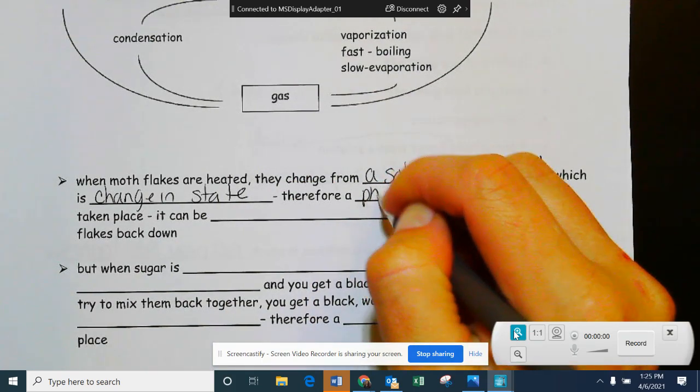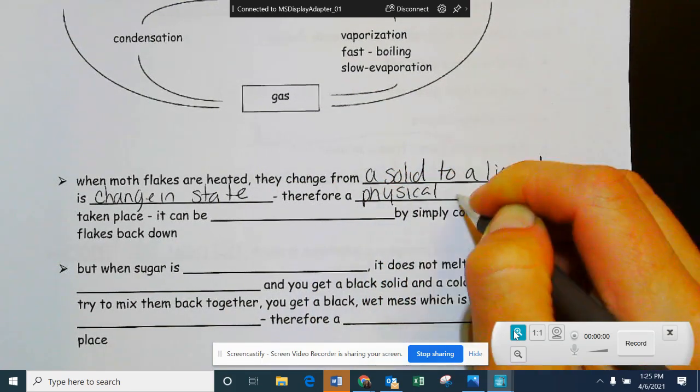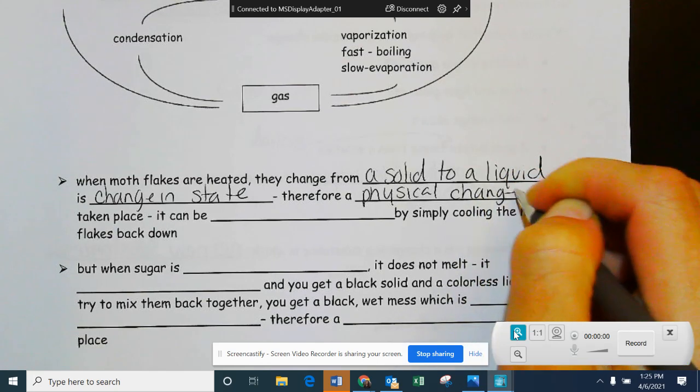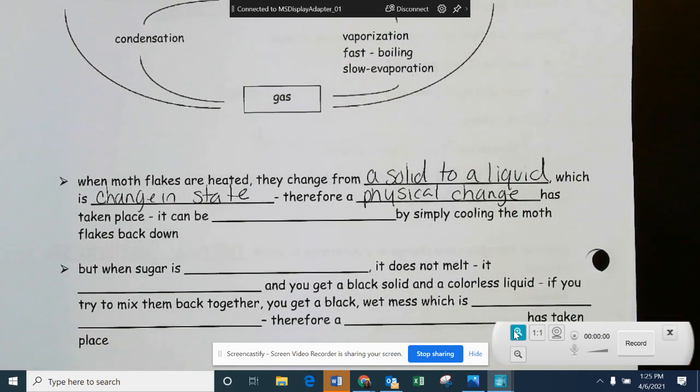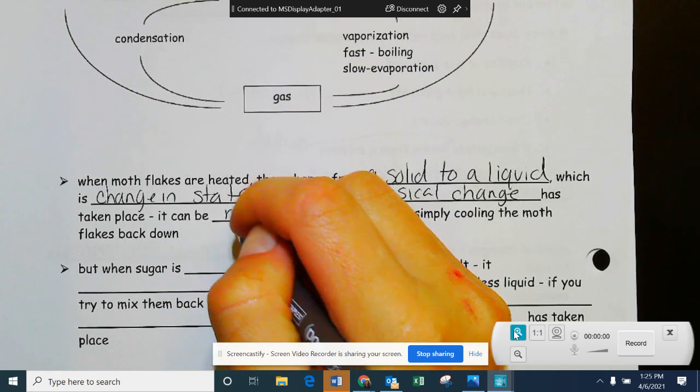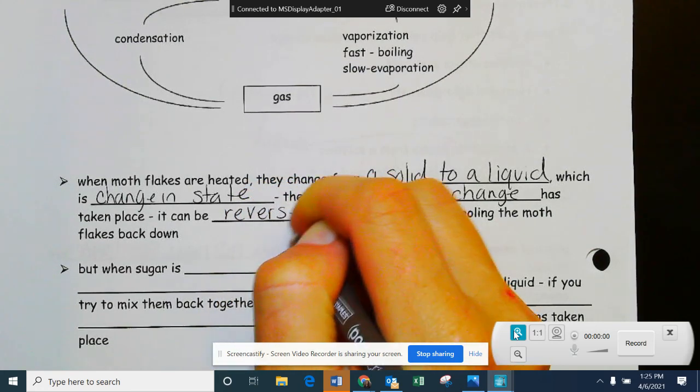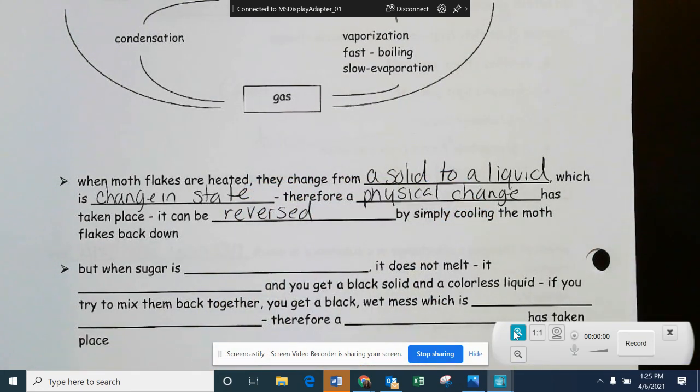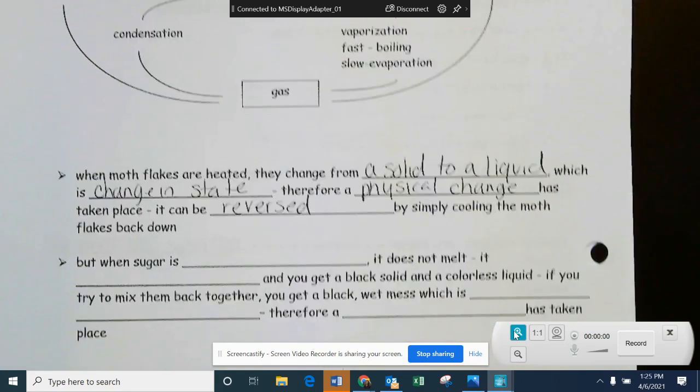Therefore, a physical change has taken place. It can be reversed by just cooling those flakes back down. So you can reverse a physical change quite easily as long as you capture everything. Like if you take a thing of water and you boil it, you've got to capture the gas if you want to reverse that state. But you can always reverse physical changes.